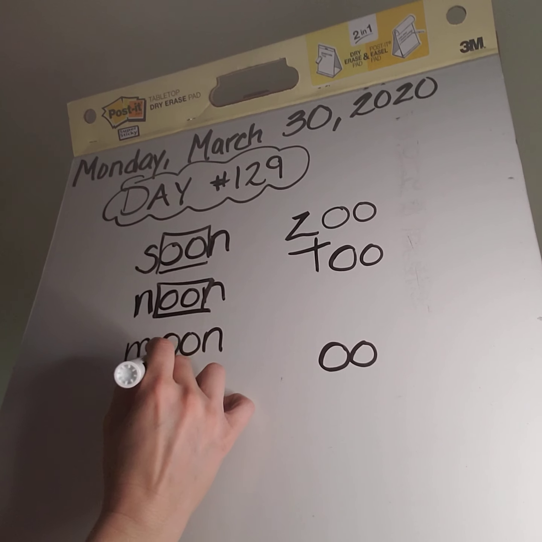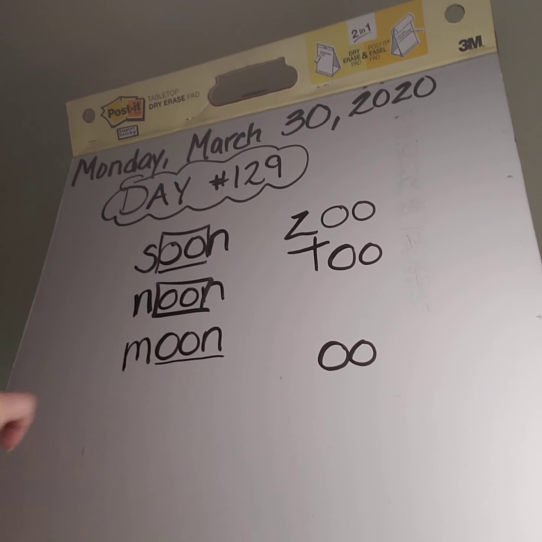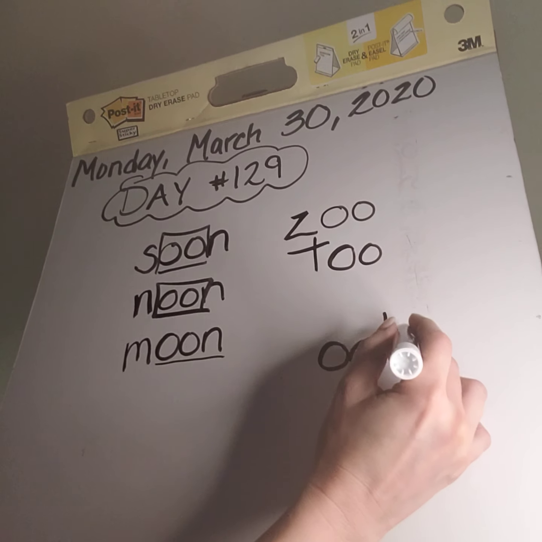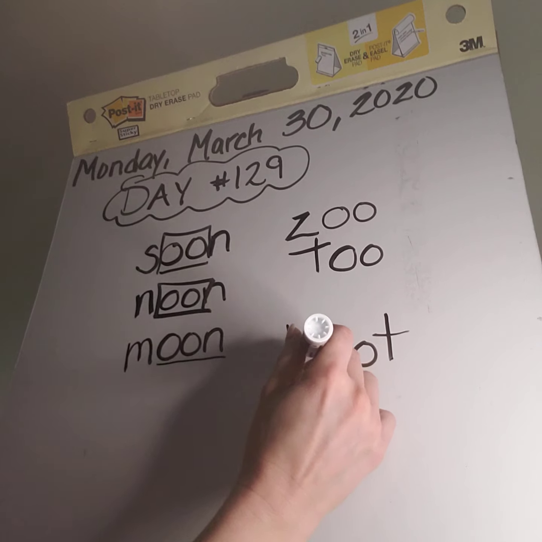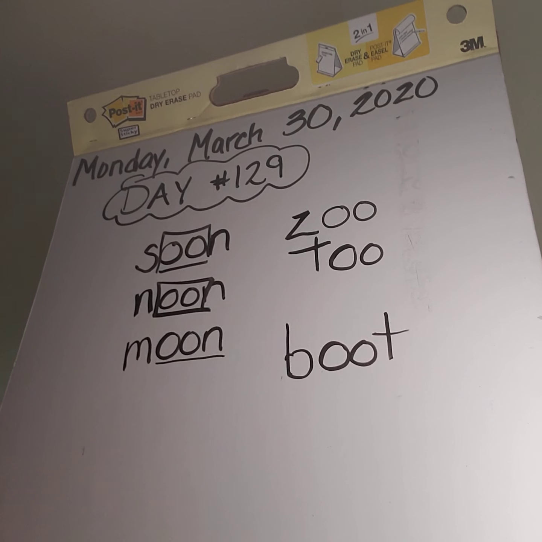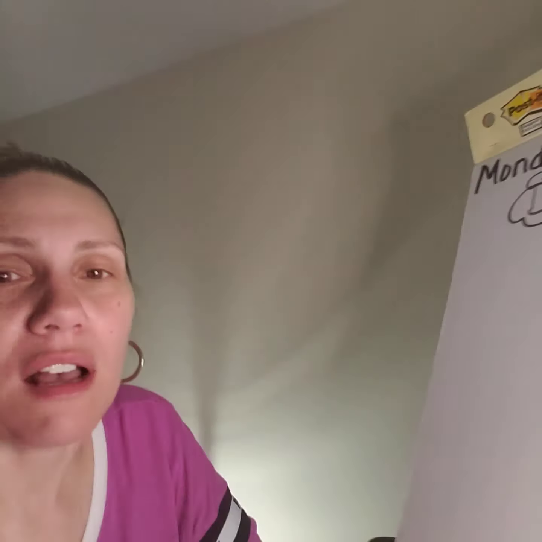Now I'm going to change this ending. So we know that that says oon. Now if I change that and I put a T, that says oot. If I put this in front of it, it becomes boot. Okay, so those are some examples of some words with the OO sound for ooh.